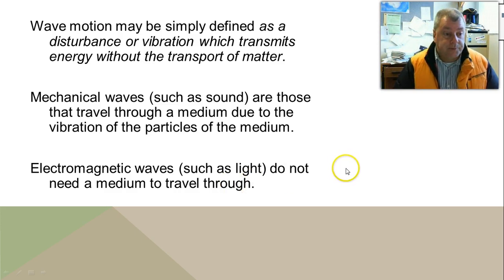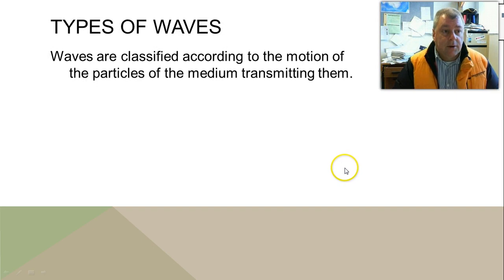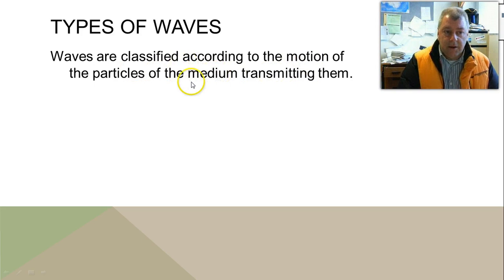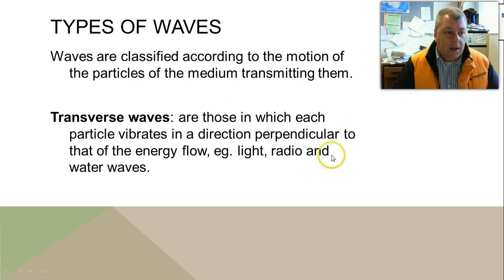Types of waves, well, they can be classified according to the motion of the particles in the medium, if we are relating to a medium. In transverse waves, the particles vibrate perpendicular to the energy flow. An example is light. Although we're not talking about particles in terms of matter, we're talking about the vibration of electric and magnetic fields in the case of light and radio waves, but certainly in water waves it's a lot clearer. The water particles are moving perpendicular to the energy flow.